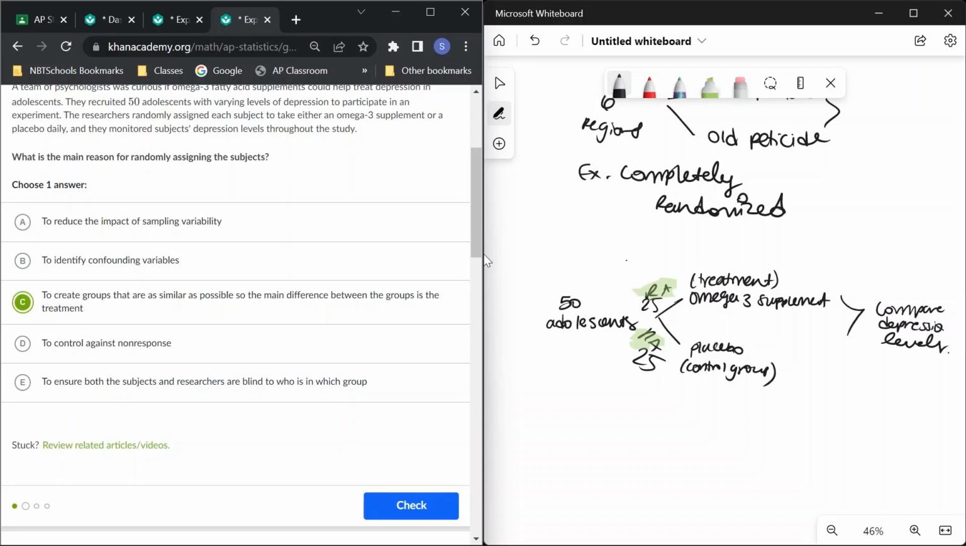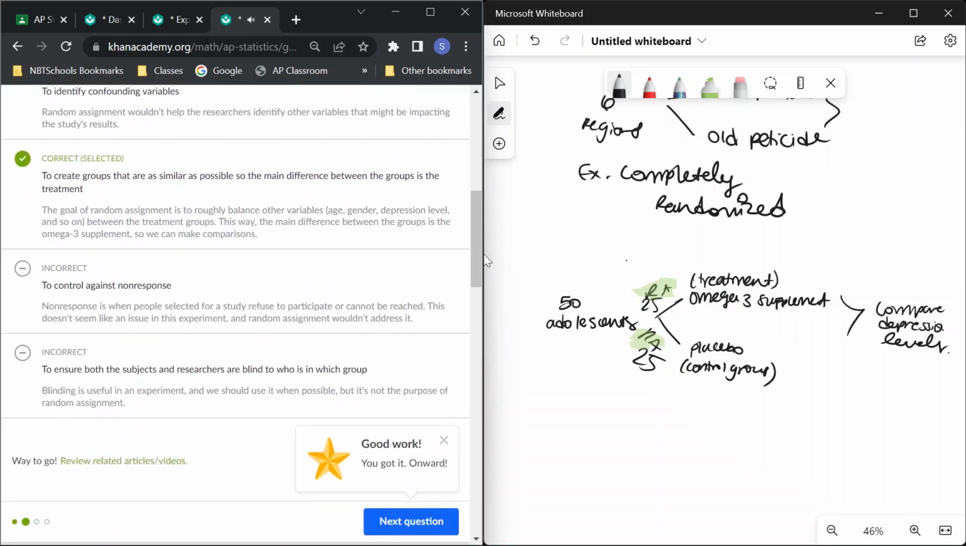To create groups that are similar as possible is the main difference. But does a random assignment necessarily mean that groups are similar as possible? Isn't it more representative? Not similar, but more representative. I don't know. To reduce the impact of sampling variability. Let's just guess. Oh, okay, great. Let's see.